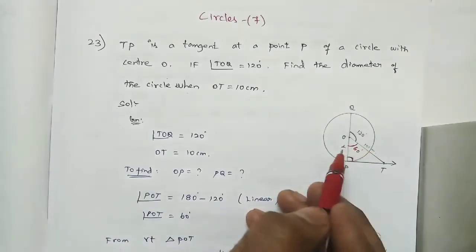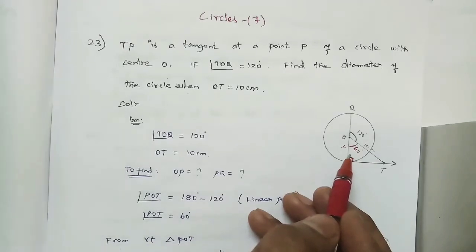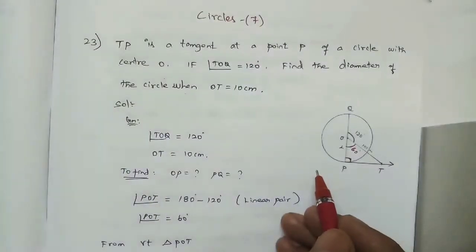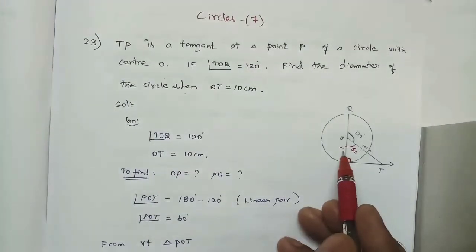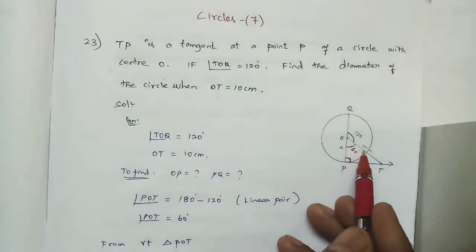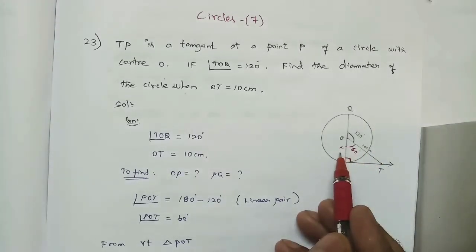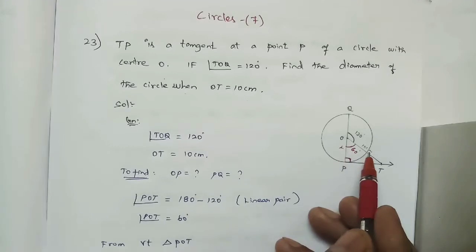So which property shall I use? Which trigonometric ratio will be applicable? We need the adjacent side and we know the hypotenuse side, right? In a right angle triangle, we need the adjacent side, that is the radius, and we know the hypotenuse.